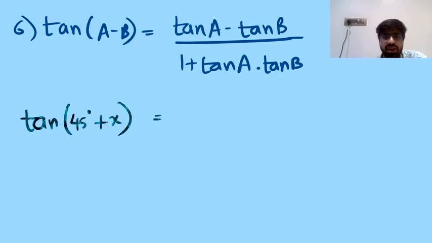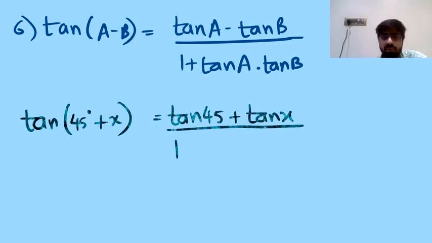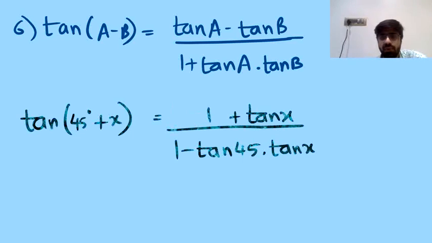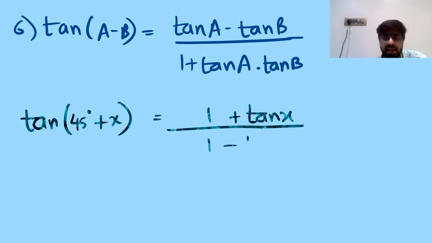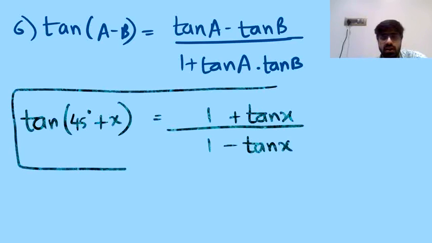Then expanding this will give me tan A, which is tan 45, plus tan B, which is tan x, divided by 1 minus tan 45 into tan x. Tan 45 is equal to 1. So we have 1 plus tan x, and 1 into tan x will be tan x only. So we will have 1 plus tan x upon 1 minus tan x. So tan 45 plus x is basically 1 plus tan x upon 1 minus tan x.